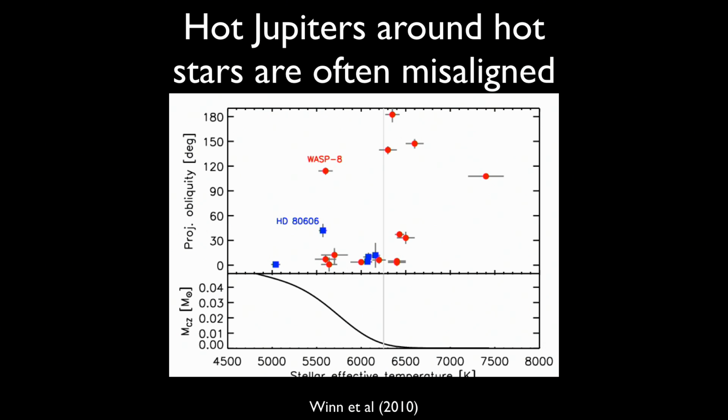And so this is a cool paper from 2010 where it was suggesting that most of these guys had very low inclinations, and most of these ones had high inclinations. All right, so what does this mean? These are all hot Jupiters. These guys seem to have orbits that are well aligned with the equator of the star, and these ones don't. And there seems to be a transition at a certain temperature.